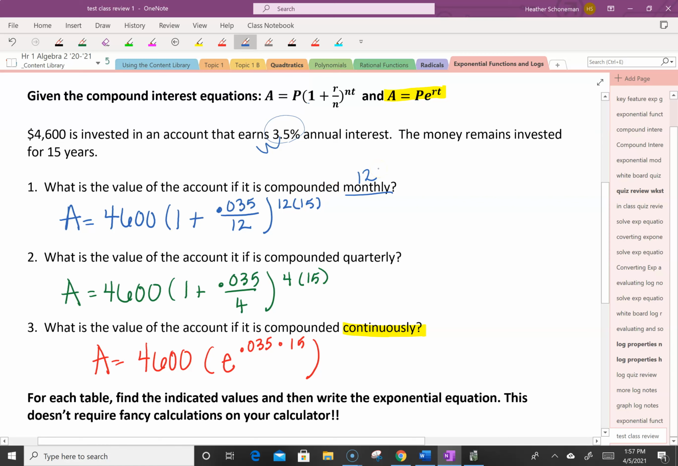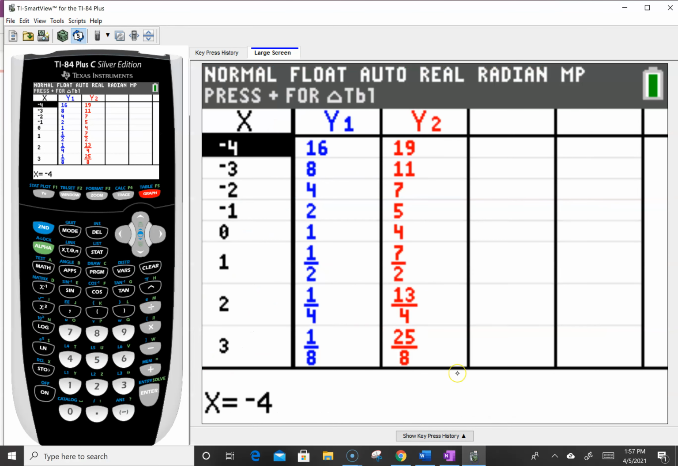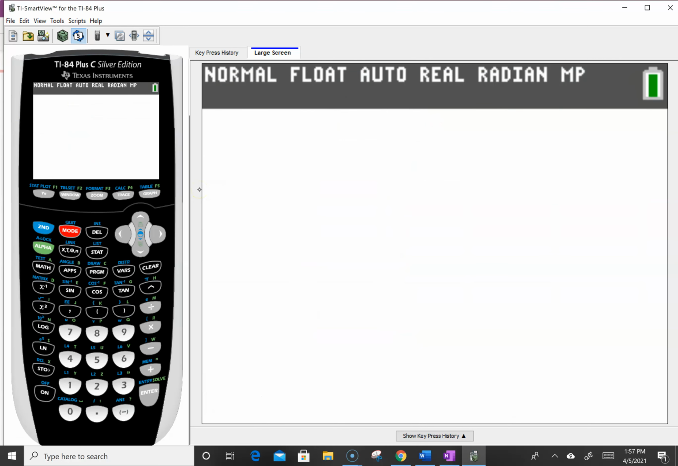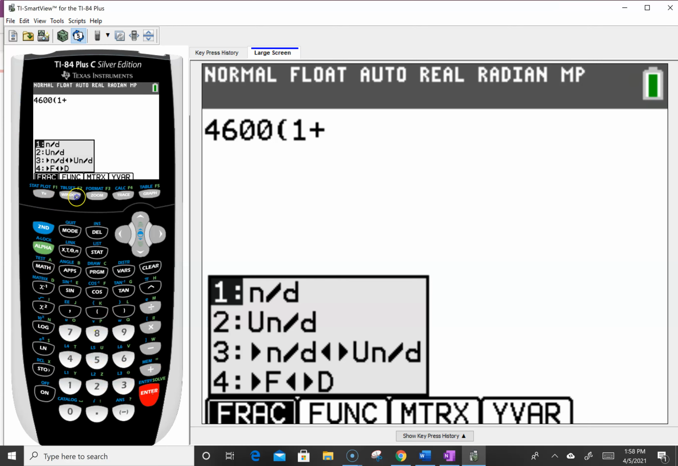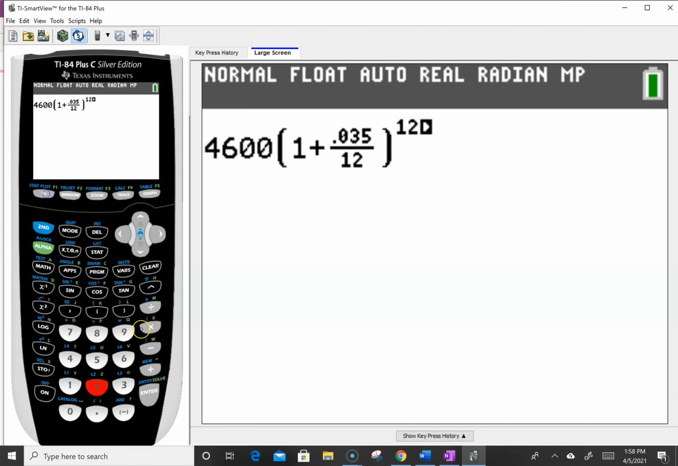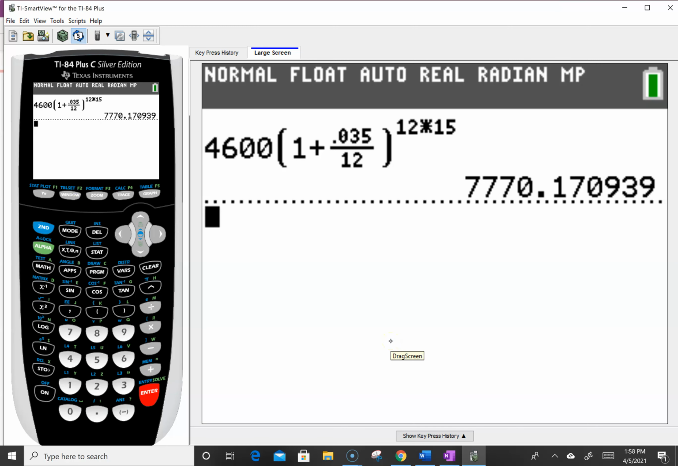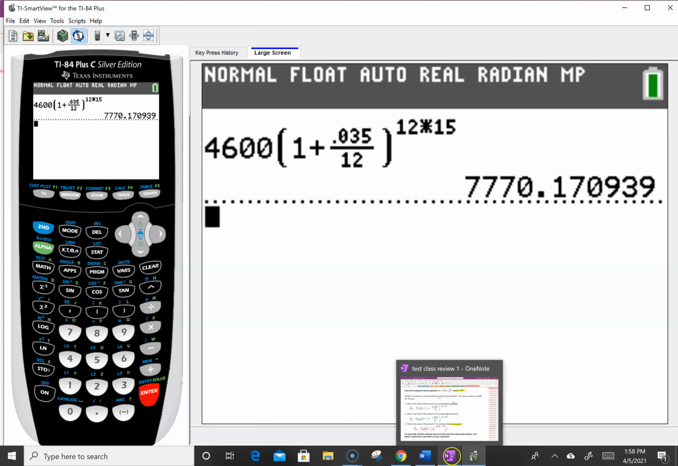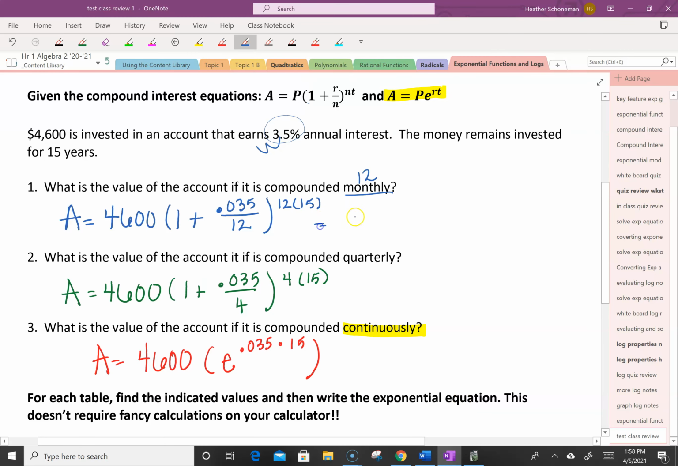So if I want to put this into my calculator, I would do it like so. To get out of the table, you do second quit, and then I'm going to do 4,600, parentheses, 1 plus, and then my fraction would be alpha y equals, my rate is 0.035, it was monthly, so that was 12, arrow to the right to close my parentheses, caret to get my exponents, and it's 12 times the years, which is 15. I hit enter, and here's my value. I don't tell you what to round to, but it's money, so you have to round to 2 decimal places. So my answer would be 7,770.17.